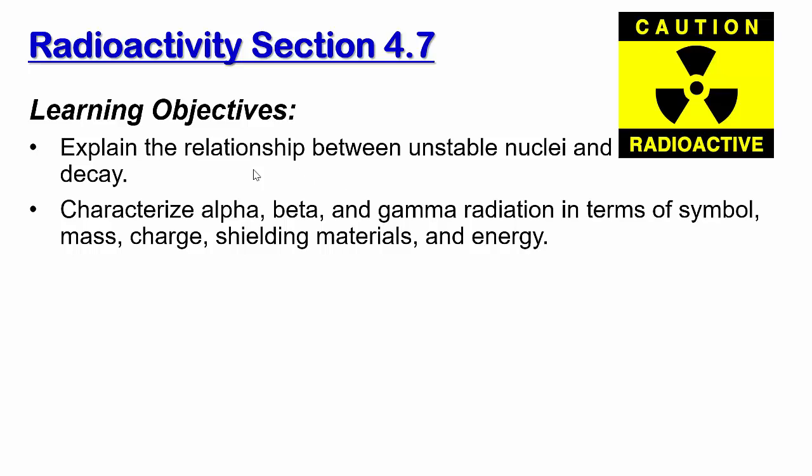Today we're going to be looking into this idea of radiation, the idea of radioactivity. So what we're going to be looking at is an unusual form where we have an unstable nuclei and how it's going to actually decay. We're going to be looking at things that are called alpha, beta, and gamma radiation in terms of symbols, mass, charge, shielding materials, and energy.